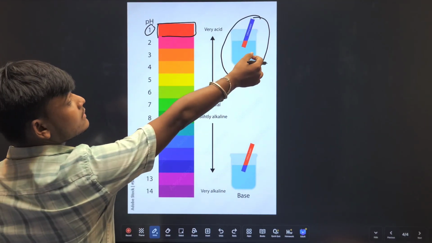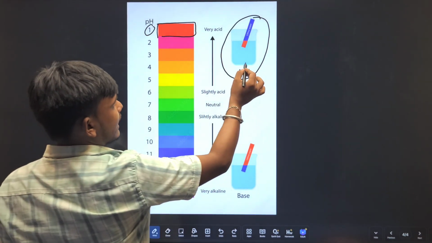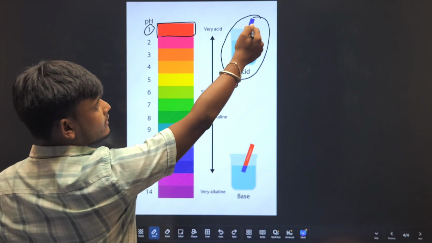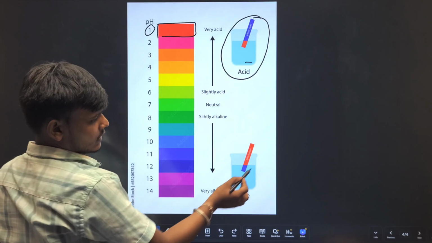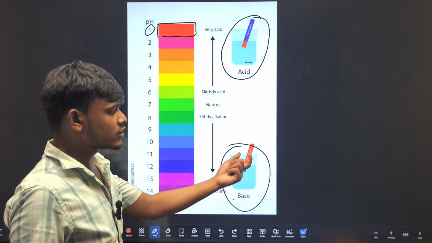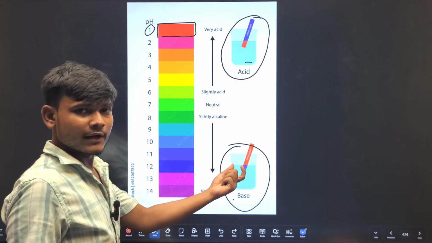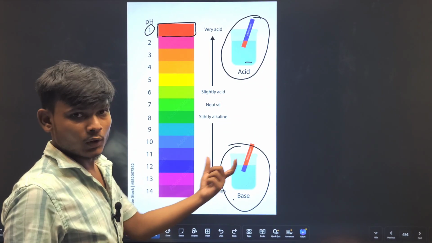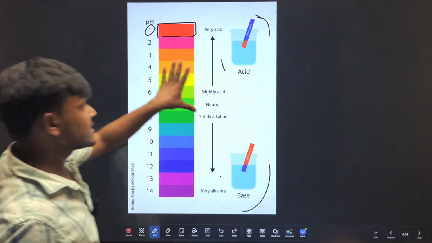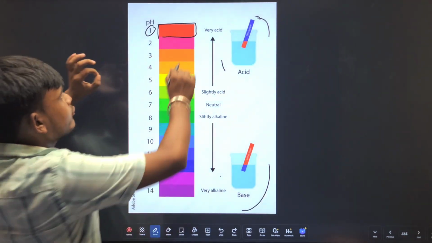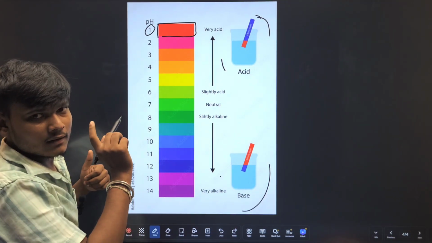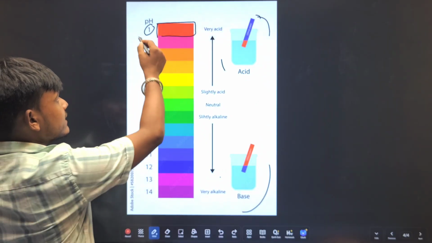What is this indicator? Okay, I have an acid. When I put blue litmus paper, it converted into red. In this solution, I have a basic solution, and when I put a red litmus paper, it is converted into blue color. Okay, so this is a normal indicator. But what is this? This is universal indicator. If universal indicator gives red color, it means the pH of that solution is 1.